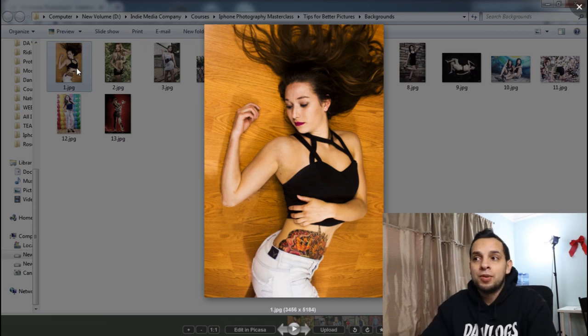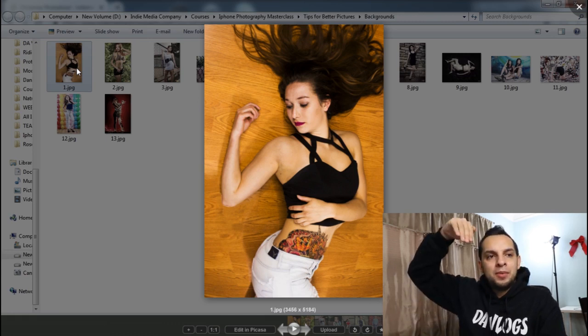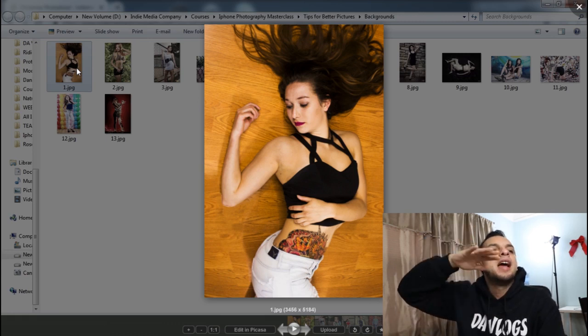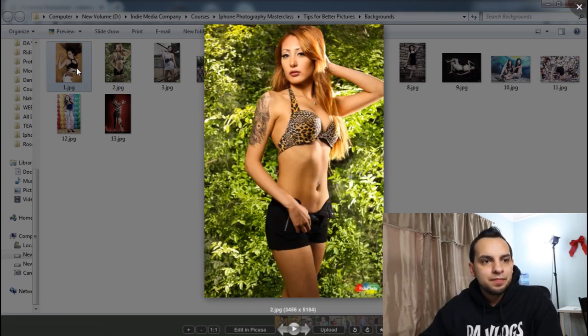The first one here is this one of her laying down on the ground. I thought it would look very interesting to just have the hardwood floor be the background. So I'm looking straight down and shooting at her, and we have the hair all out in a plate, all out and everything, and we have the floor be the background.